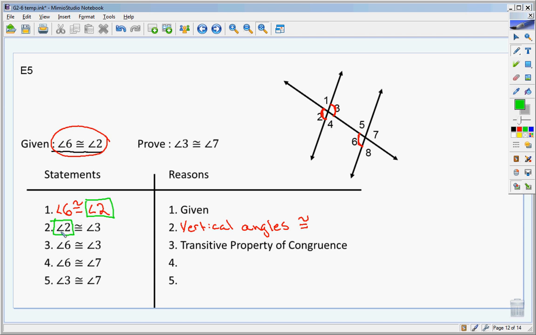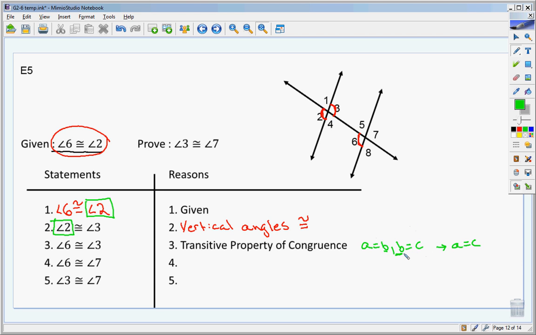Angle 2 is congruent to angle 3. So they could state that angle 6 is congruent to angle 3. And this is the transitive property. Remember, the transitive property says if A equals B, B equals C, then A equals C. Where this stops, this starts, so I can go from the beginning all the way to the end.